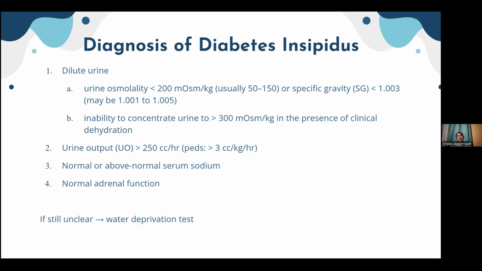So how do we diagnose these patients? Firstly, there's the presence of dilute urine. The urine osmolality less than 200 milliosmoles per kilogram or urine specific gravity less than 1.003 must be present. The patient must also be unable to concentrate the urine to greater than 300 milliosmoles per kilogram in the presence of clinical dehydration, a urine output greater than 200 mils per hour, normal or above normal serum sodium, as well as normal adrenal function. In the event that the diagnosis of diabetes insipidus is still unclear at this point, one can proceed to conducting the water deprivation test.